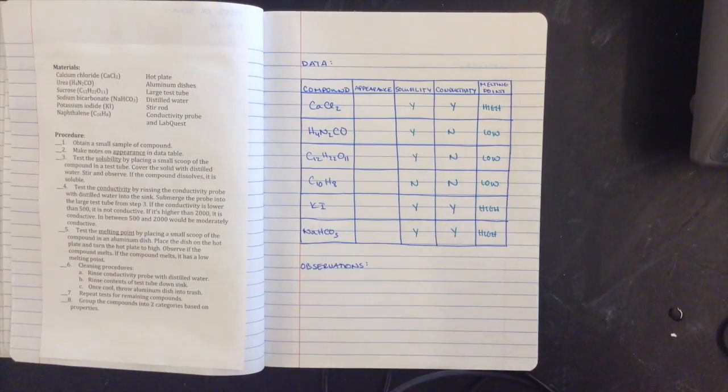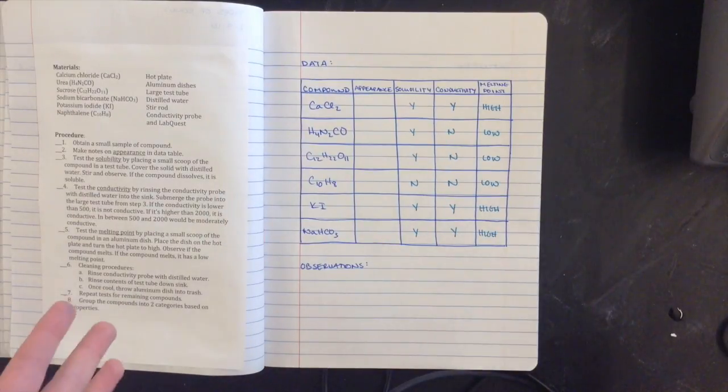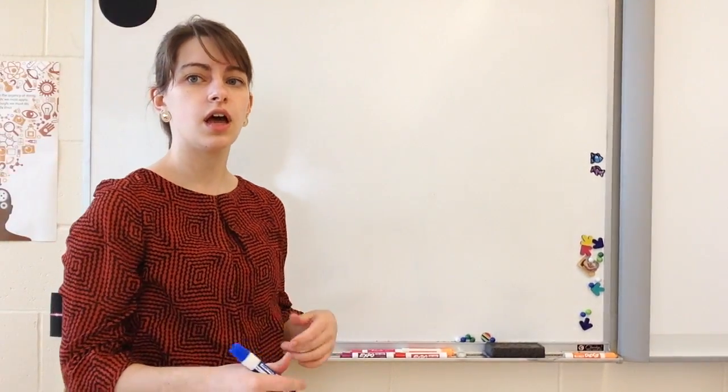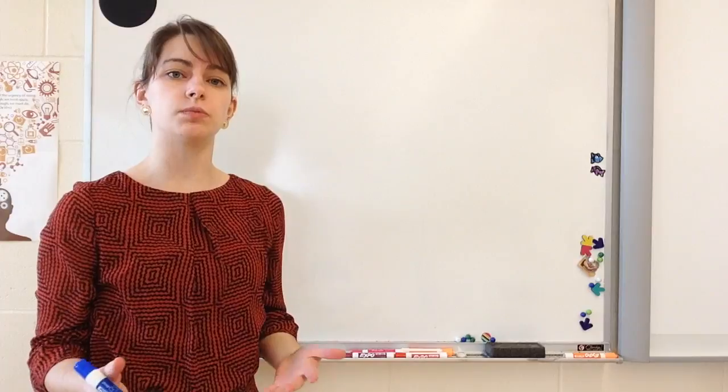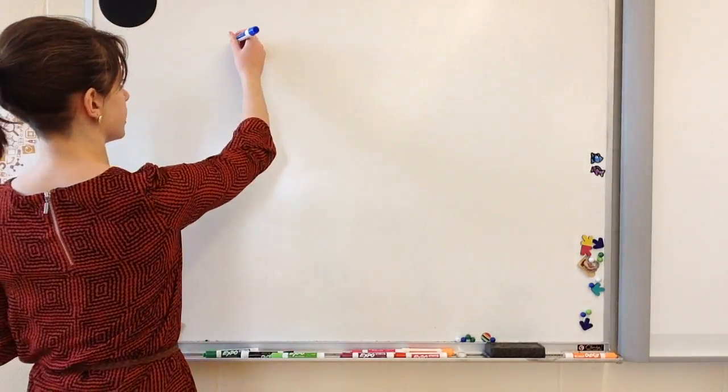So now what I want you to do is take these six compounds and put them into two groups. And then here in a minute, we'll go over the different groups and what we can conclude from some of this information. So at the end of this lab, you should have grouped your compounds into two categories. And right now we're just going to call them group one and group two.